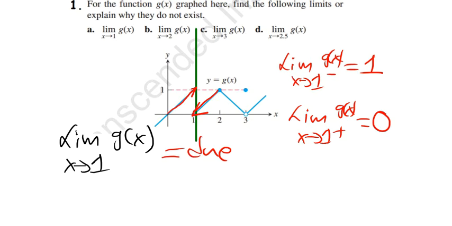So the question actually was asking, find the following limits and explain why they do not exist. So we are saying the limit does not exist because the limit from the positive and the negative side are not the same. So the fact that the limit does not exist, there is no need of us even looking at the function value. Okay, so you can just end there. So it's not continuous, obviously, as we can see from the graph.